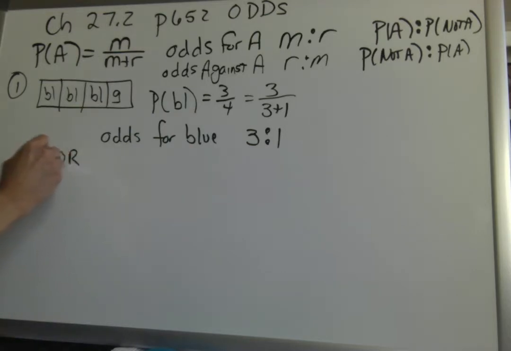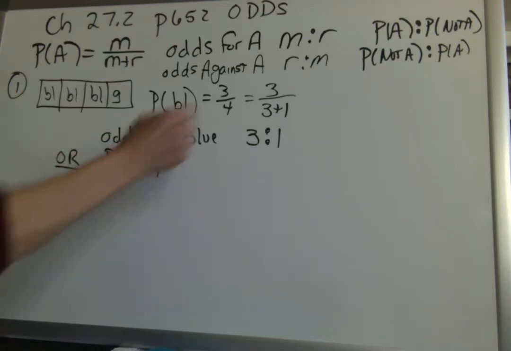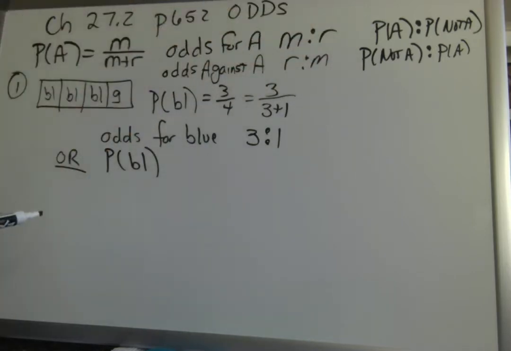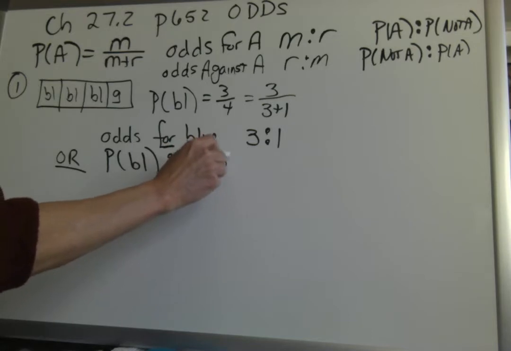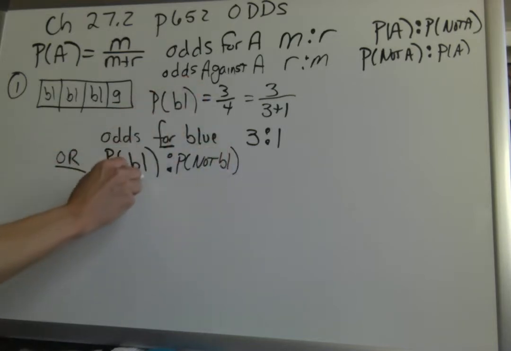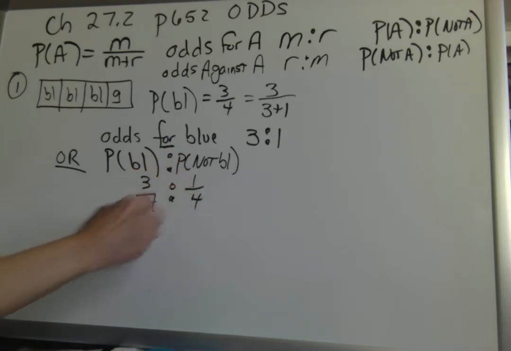Now, this one was very easy because we can see 3:1, right? But maybe when the numbers aren't so easy, you don't feel like drawing a picture. Let me just show you a slightly alternative way using my probability. So since it said odds for blue, I can go probability of blue, probability of not blue. Okay, probability of blue is 3/4 colon, the not blue would be 1/4. Now you just have to reduce it.